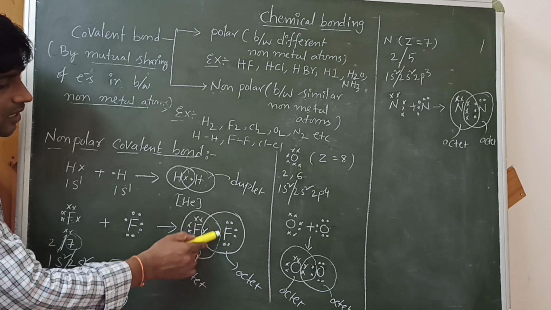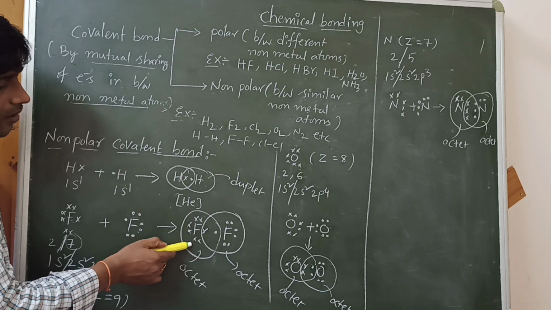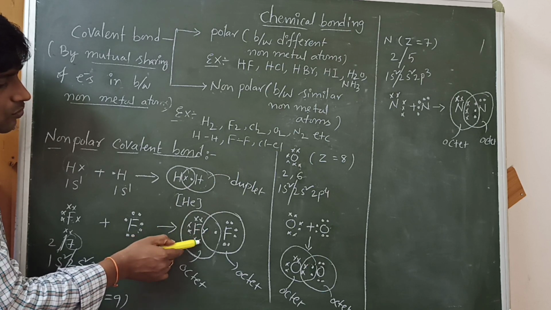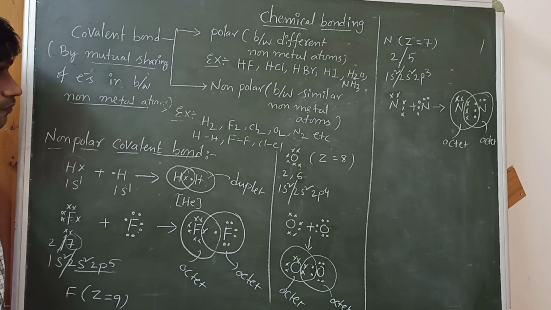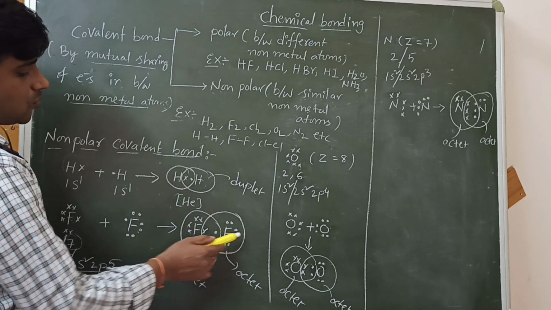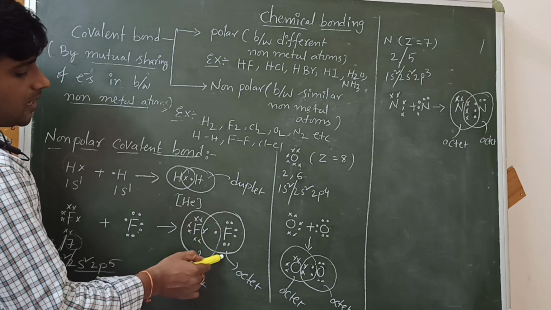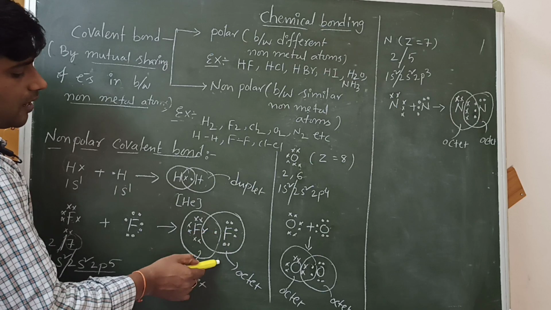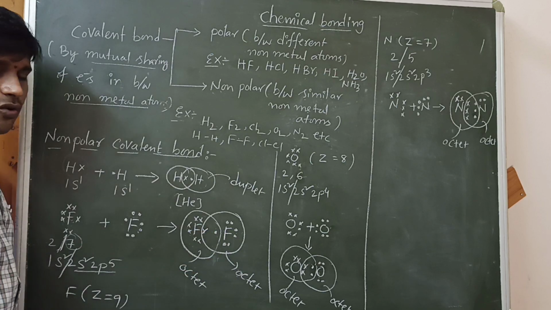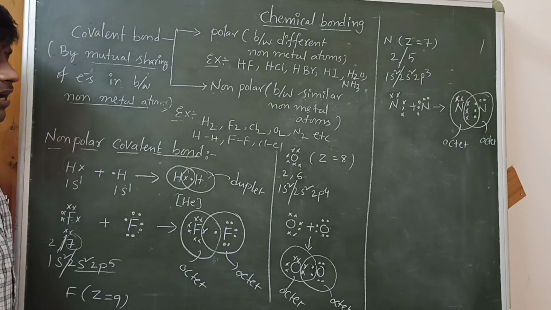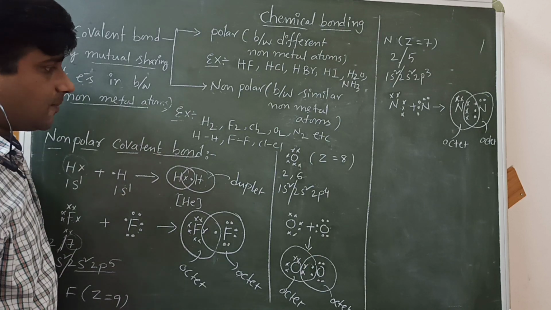Once you observe in this circle, how many electrons are there? 2, 2, 2, 2, total 4 twos are 8. Here also we can observe that. So each fluorine atom gets its octet configuration.